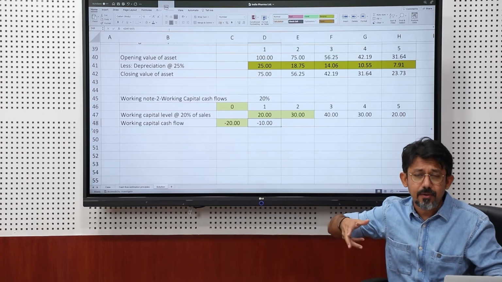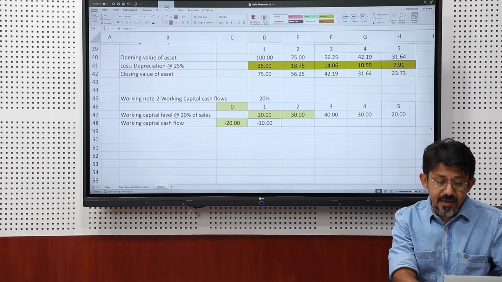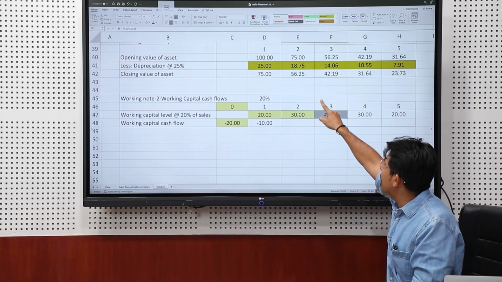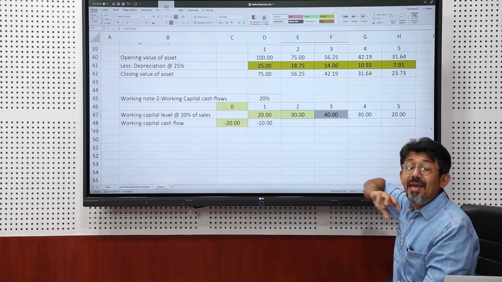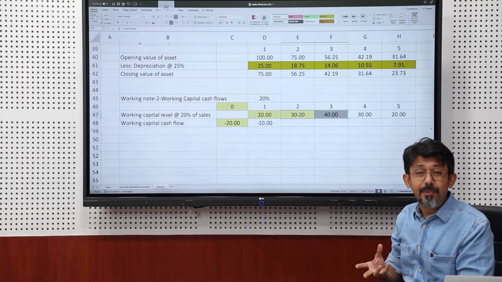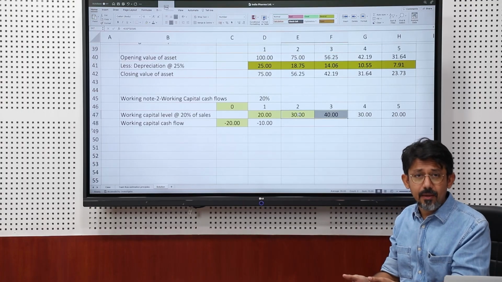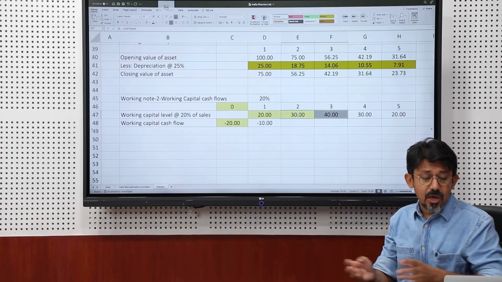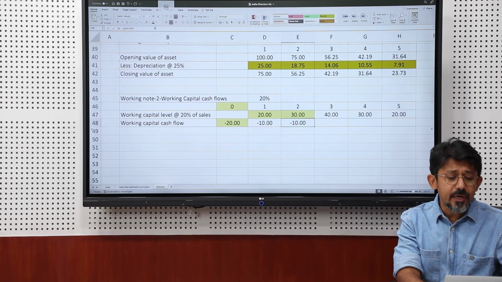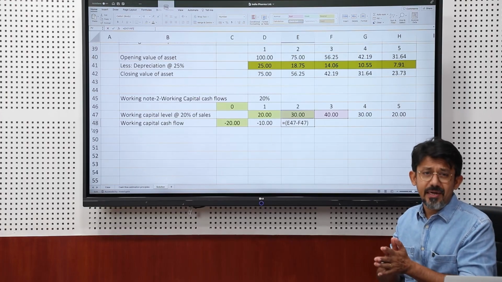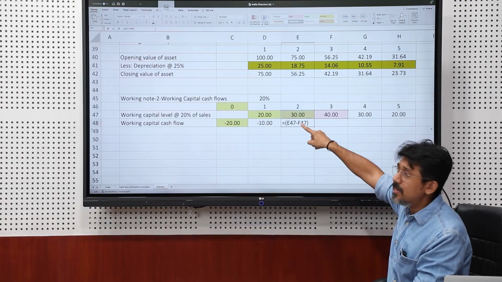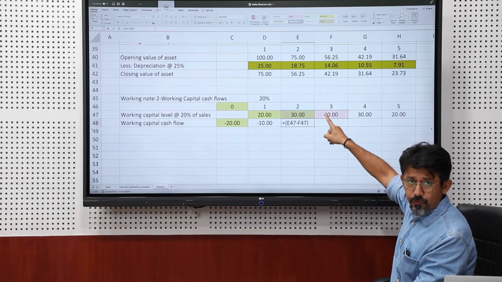It's an investment, right? Then if you look at the next year, from 30, the working capital level needs to go up to 40. So the working capital needs to increase. An increase in working capital means you'll have to pump in money, all right, which is again a cash outflow. So at the end of year 2, you need to invest an additional 10 million, which is 30. An additional 10 that you invested gets you to 40, all right.